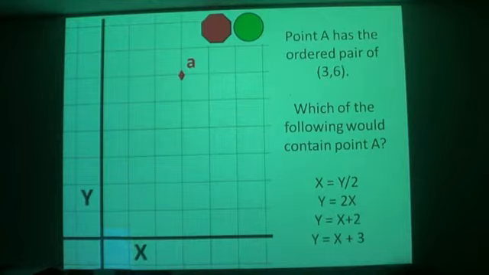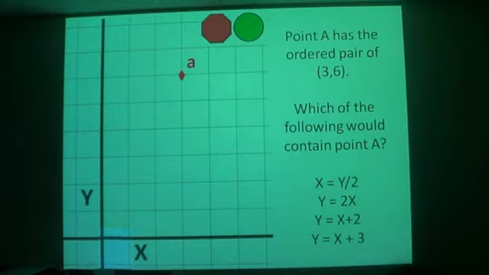All right, point A has the ordered pair of 3, 6. Which of the following would contain point A? These down here, these are definitions for lines. So the idea is what line would pass through point A? Well, click on the stop sign, try to work it out.